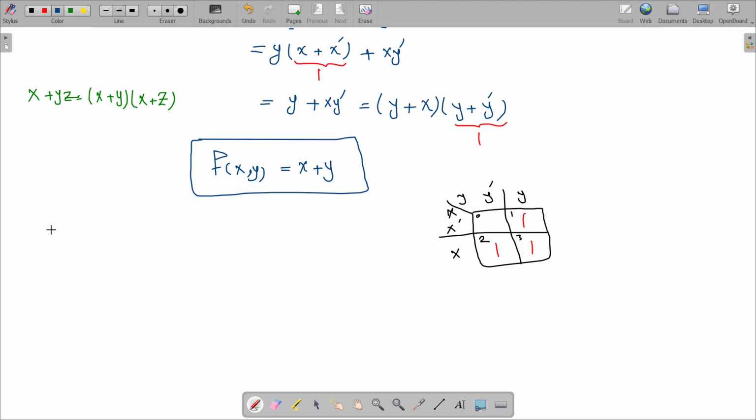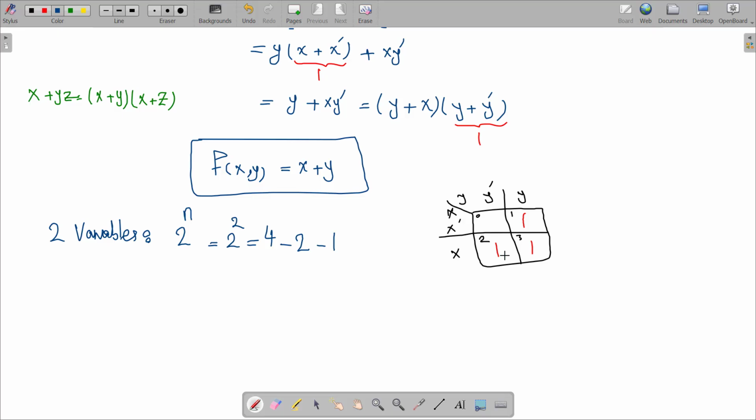So if we have two variables, what will be the maximum possible group of 1s? We always have to consider 2 to the power of n. Here n is 2, and 2 to the power of 2 is 4. The maximum possible group of 1s is 4. If we don't have 4 ones, we have to find 2 ones. If we don't have 2 ones, we have to find 1 one.